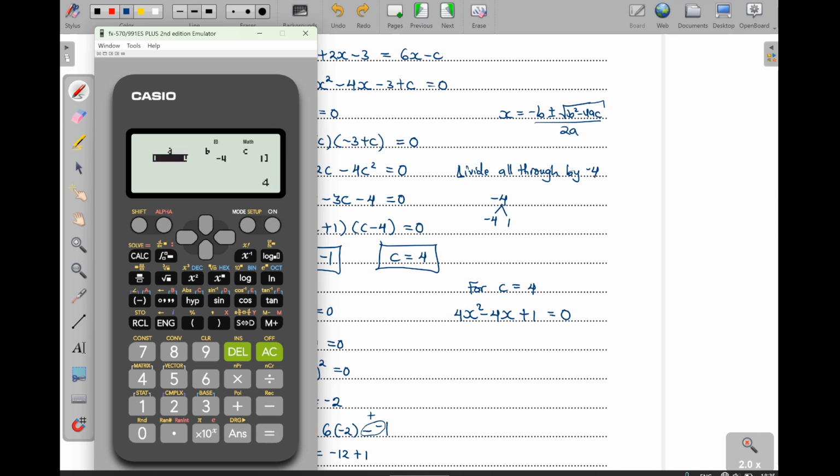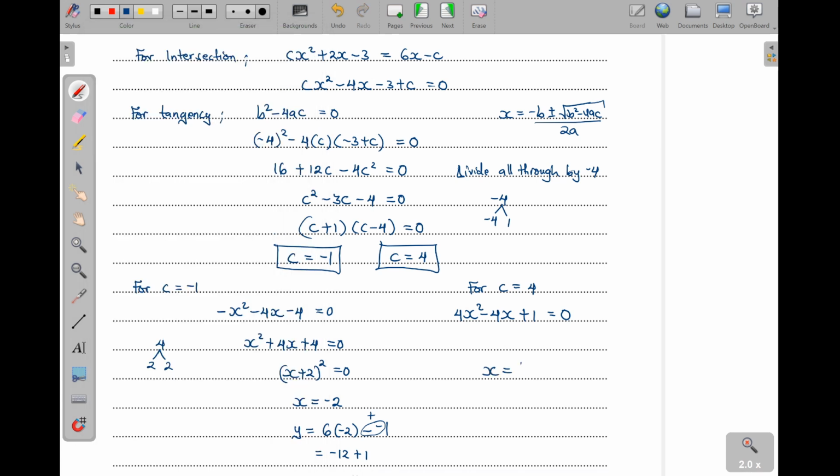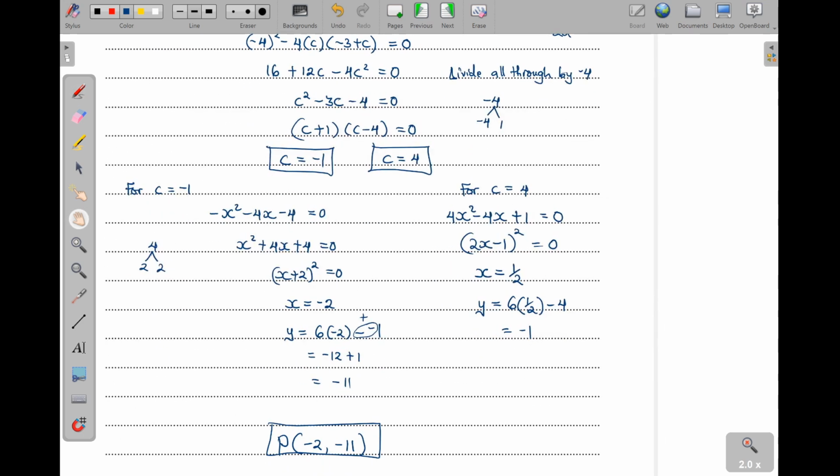Now we say this x here is equal to a half. So cross multiply, we shall get 2x minus 1, then squared, because it is one repeated root. That is that. So for x equal to a half, what will be y? y is going to be 6x minus c, where c is a 4. Here we are going to have 3 minus 4, which is negative 1. So the corresponding coordinates of P here are a half and negative 1. As simple as that.